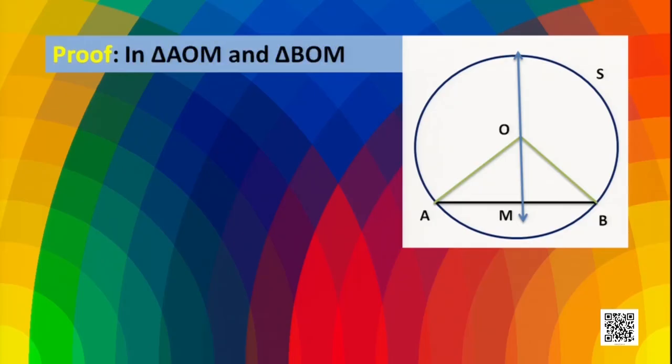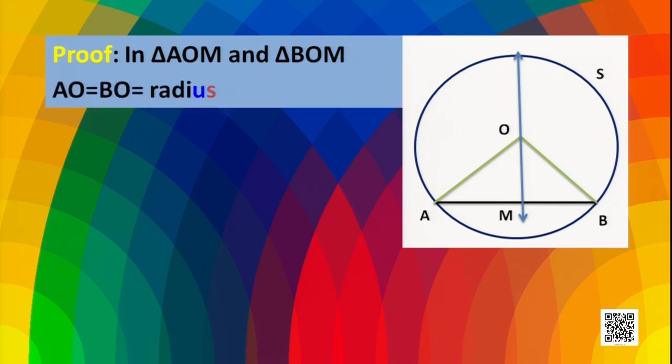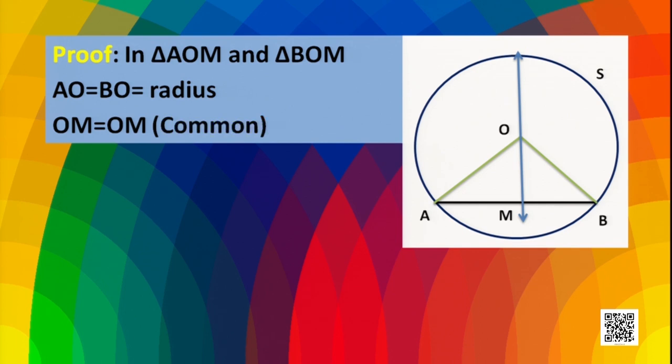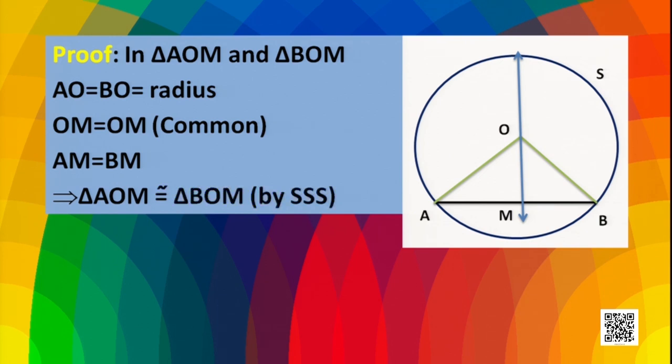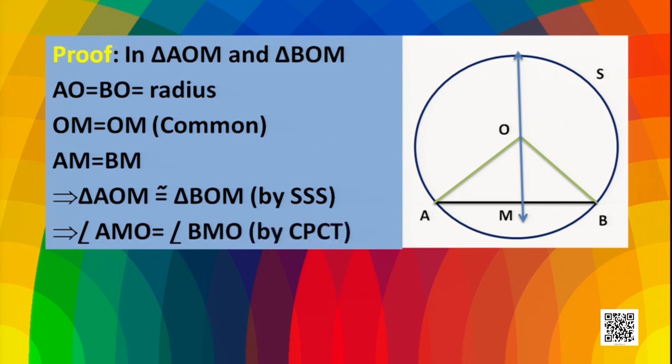Here in triangle AOM and triangle BOM, what are equal? AO and BO are radii of the same circle, and again OM is common to both of them. And here also it is given that AM is equal to BM as OM bisects AB. So here three sides of one triangle are equal to the corresponding sides of the second triangle. So triangle AOM is congruent to triangle BOM by side congruency. Then by CPCT, corresponding parts of congruent triangles, we can show that angle AMO is equal to angle BMO.